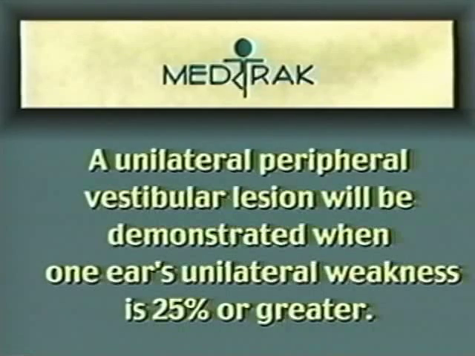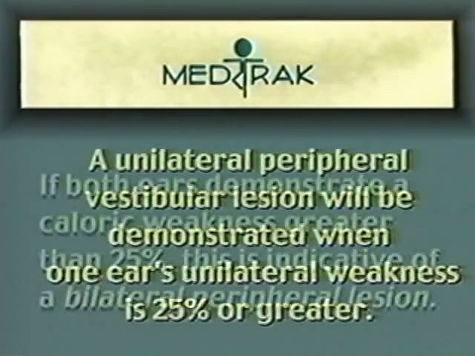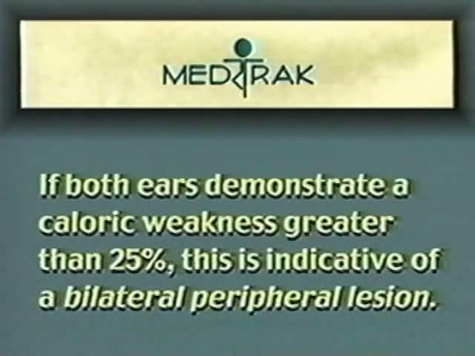A unilateral peripheral vestibular lesion will be demonstrated when one ear's unilateral weakness is 25% or greater. If both ears demonstrate a caloric weakness of greater than 25%, this is indicative of a bilateral peripheral lesion. In addition, a non-localizing central nervous system finding may be elicited if there is failure of fixation suppression.